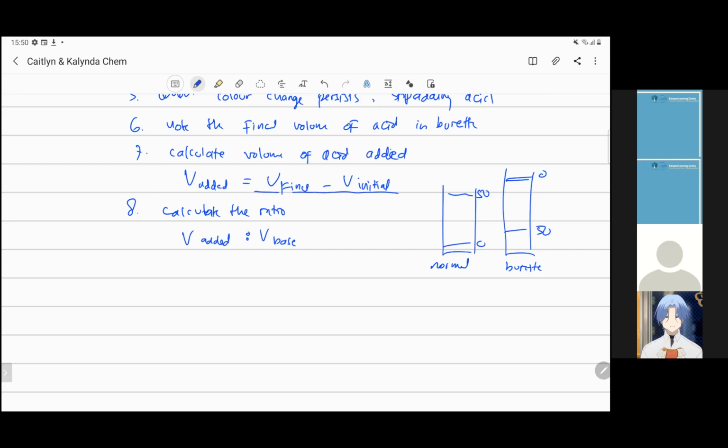Okay. The end of this is step 8. We want to find the ratio. What is V added plus V base?